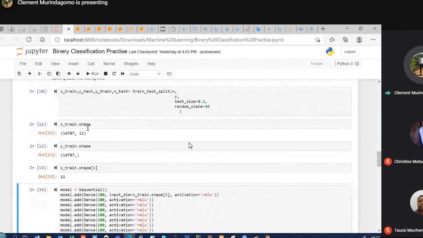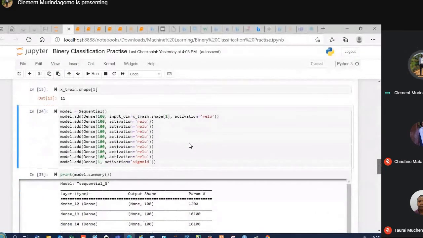So the shape of my X training data has 14,787 rows and columns. This is the shape of my X train. This is where I was now creating my model. I used the ReLU activation function. Then I had 100 neurons, as you can see here.